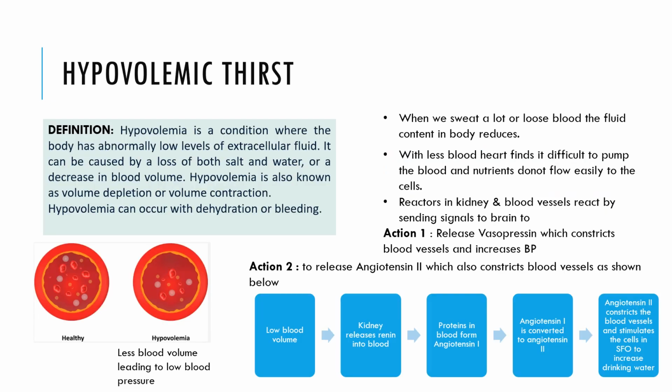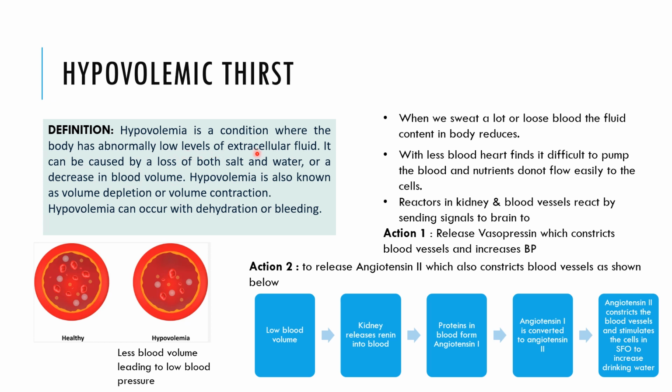The second kind of thirst is the hypovolemic thirst. The term hypo means low, volemic means volume. So when the volume becomes less, hypovolemia is a condition where there is a low level of extracellular fluid.